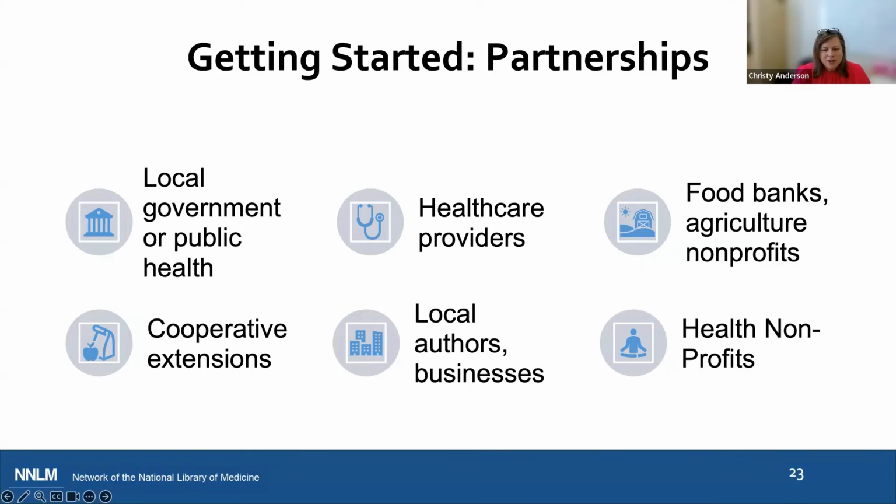Types of partnerships to consider might be local government or public health offices, the library of your community college or university, or if that's where you are, you might want to partner with your local public library. Healthcare providers are great partners, food banks, agricultural nonprofits, maybe a SNAP educator, cooperatives, or the local extension bureau. They might do programs on food safety, nutrition, mental health, aging, anything.